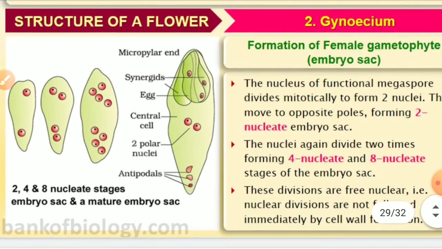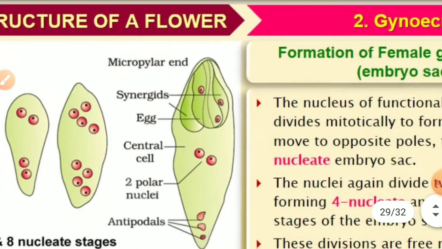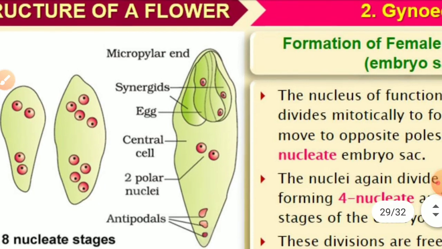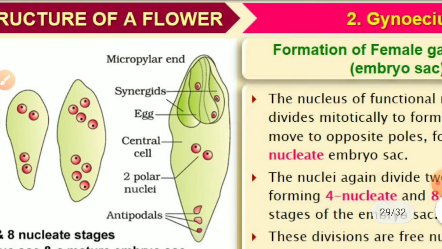Okay, this is the typical structure of an embryo sac. At the micropylar end, we have two synergid cells and one egg cell. In the center, we have two polar nuclei, and at the base, we have antipodal cells. We all remember that these two synergid cells will provide nutrition to the egg cell.